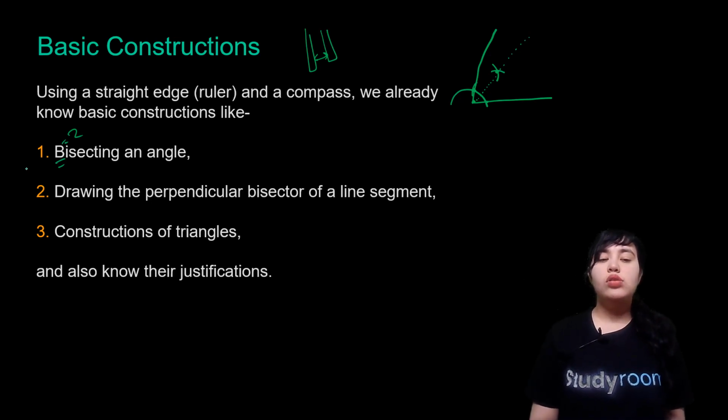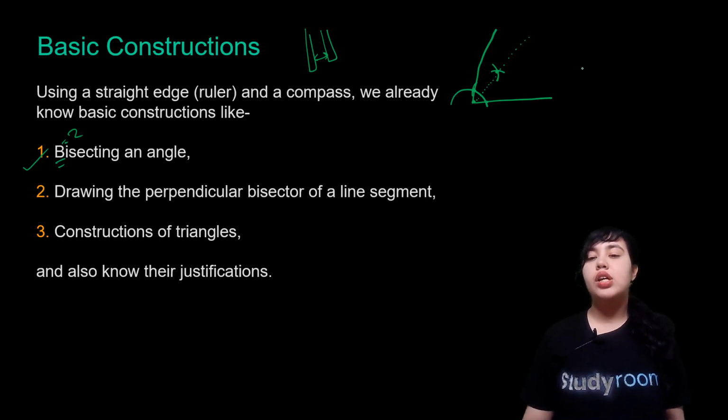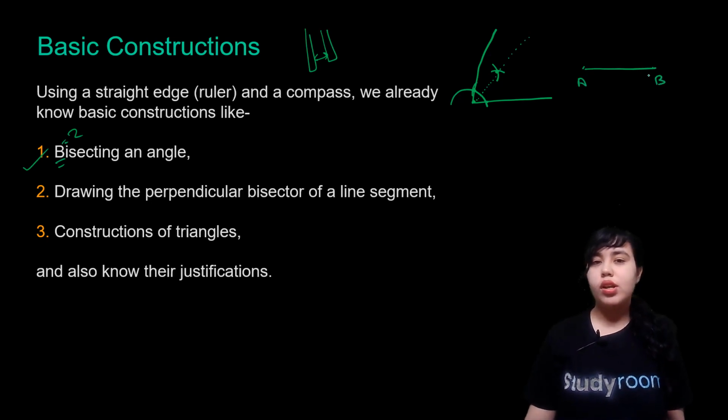Then talking about drawing the perpendicular bisector of a line segment. So let's say I give you a line segment over here. You can construct this also by taking your ruler. For example, you want to construct a 5 centimeter line segment. So put one needle of your compass over here and the other needle on that distance, 5 centimeter. And then simply put the needle over here, draw an arc, and this is your line segment of 5 centimeters.